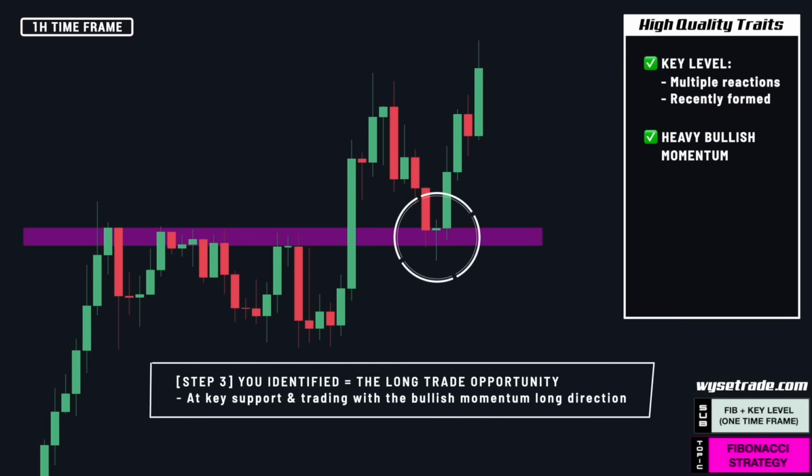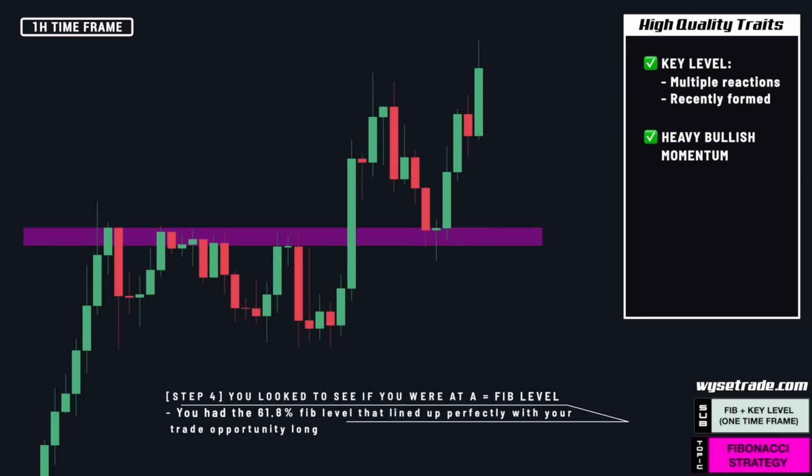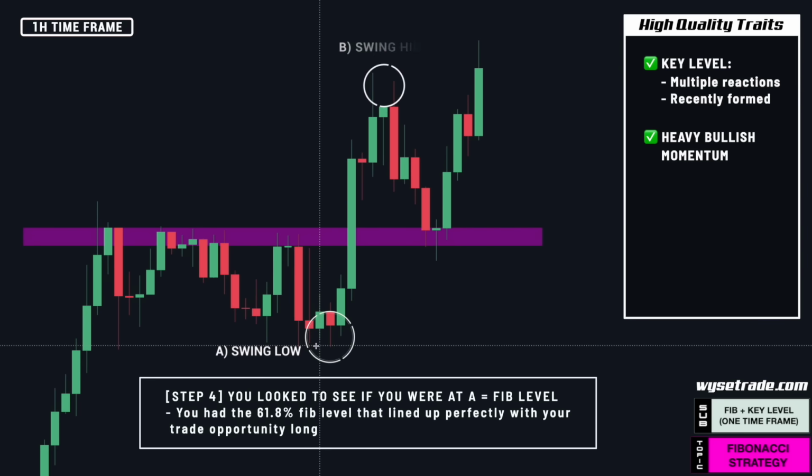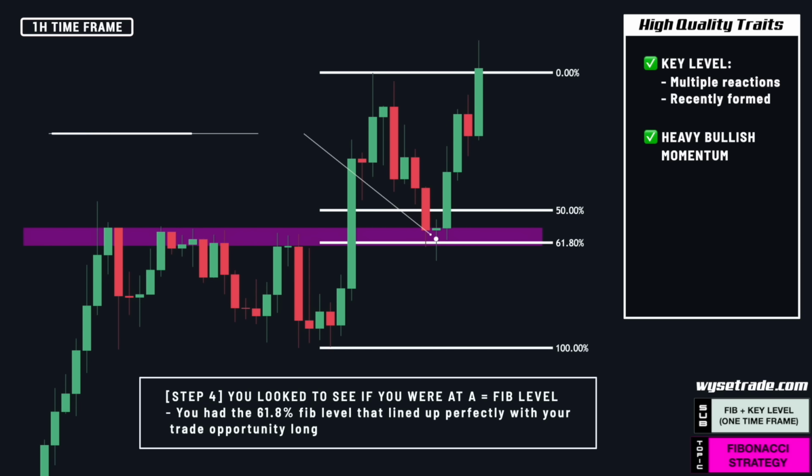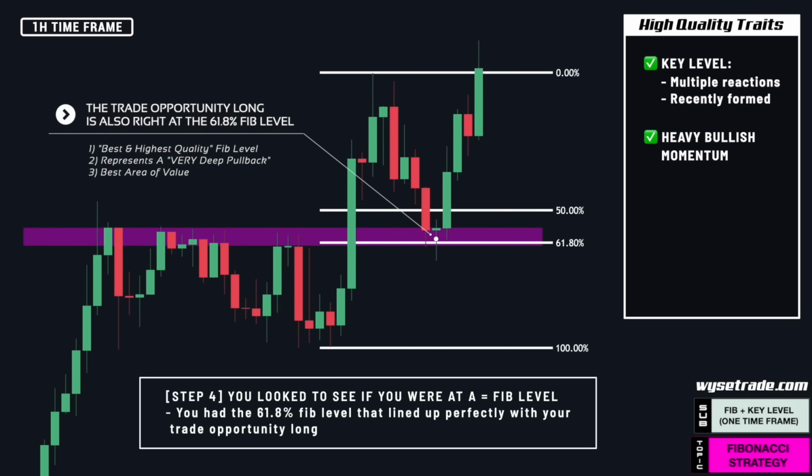And this is where the trade opportunity long presented itself. With the Fib tool, click at the swing low here, drag it up to the recent swing high, and notice how the key level is also right at the 61.8% Fib retracement level, which is a very high quality Fib level.